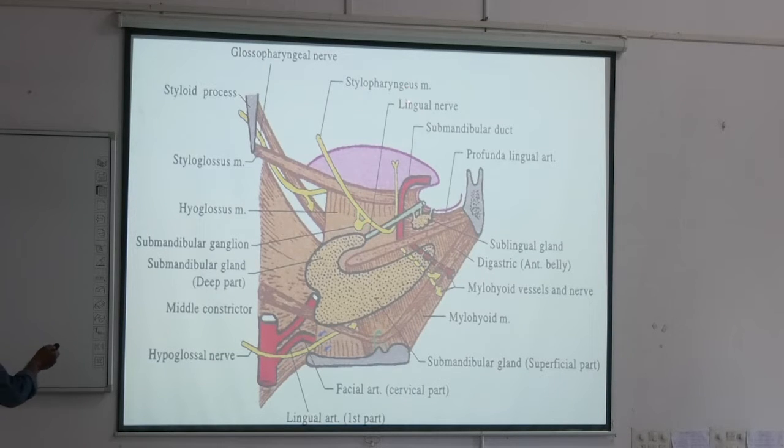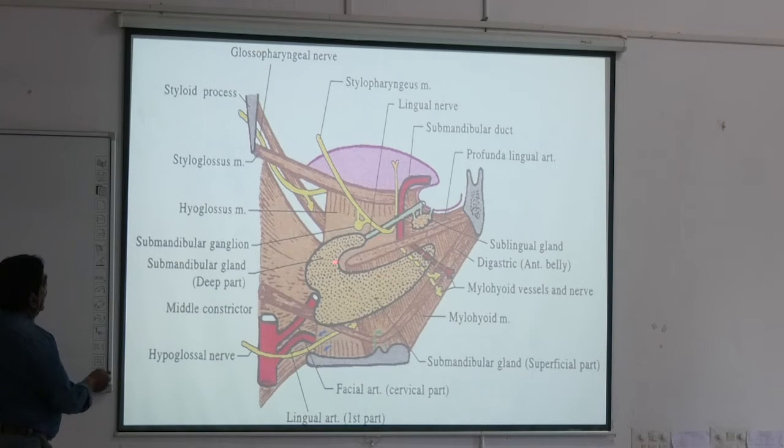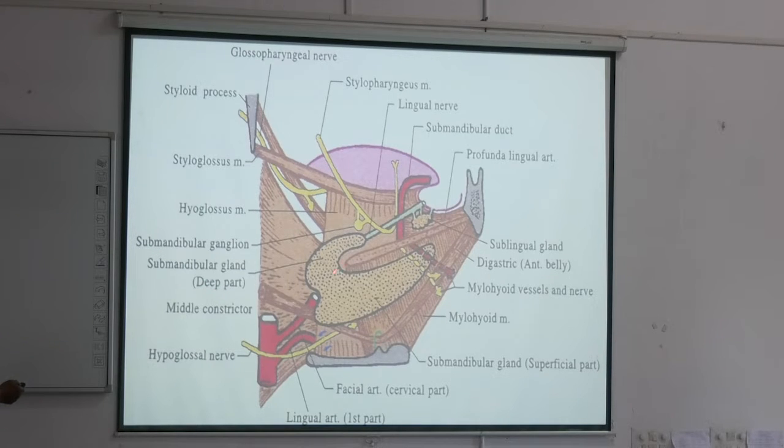muscle, the lingual nerve, submandibular duct. This is the submandibular duct, profunda lingual artery, and the submandibular ganglion is here. Submandibular gland, deep part. This is the deep part. This is the superficial part. The middle constrictor muscle, hypoglossal nerve, the facial artery of the cervical part, and the lingual artery, the first part.